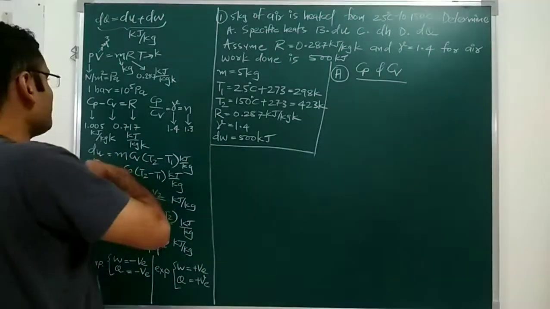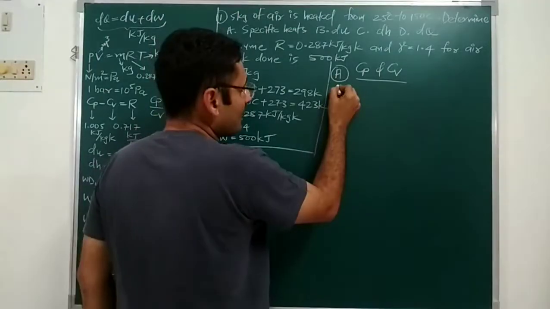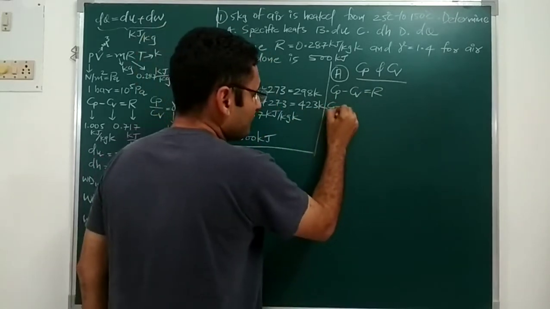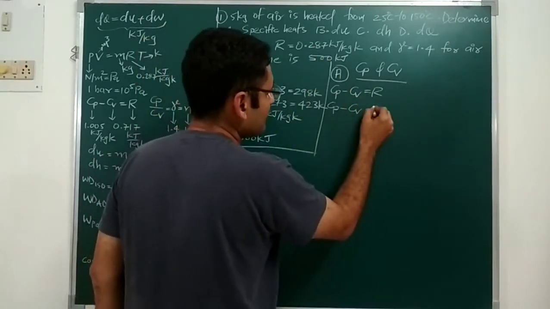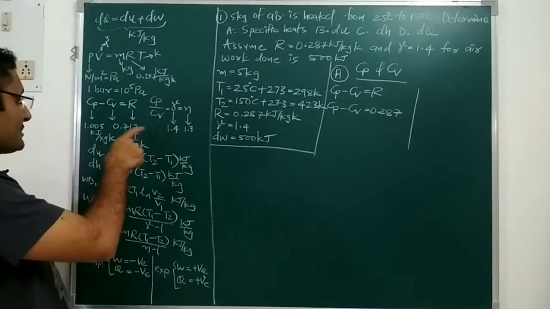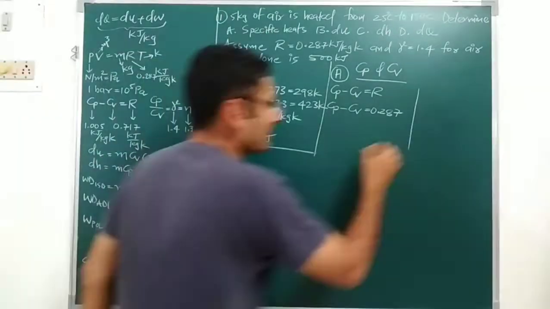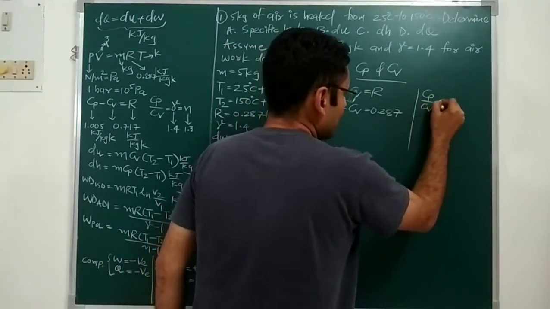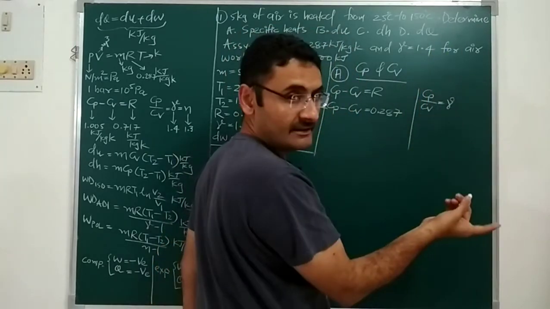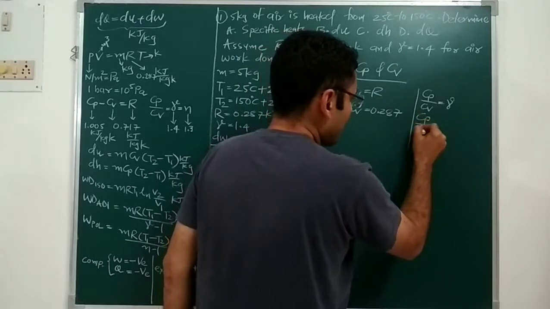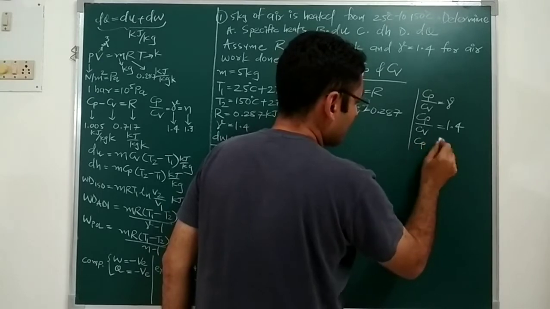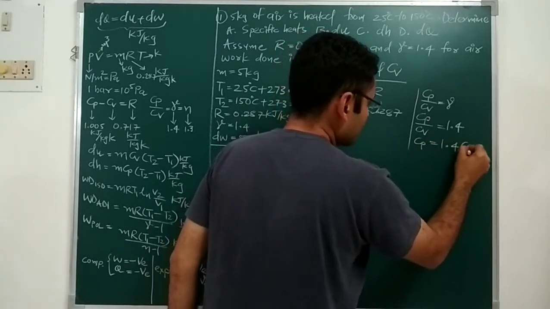How will you calculate? You know the equation Cp minus Cv equals R. So I will write Cp minus Cv is equal to R, which is given as 0.287. You also know one more equation, Cp by Cv equals gamma, which is also equal to n, but I am writing gamma because the value of gamma is given. So Cp by Cv is equal to gamma, 1.4. So Cp is equal to 1.4 Cv.